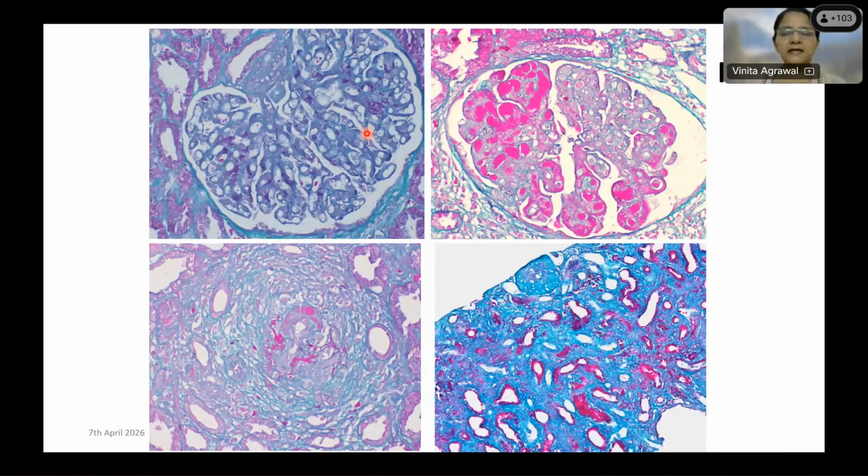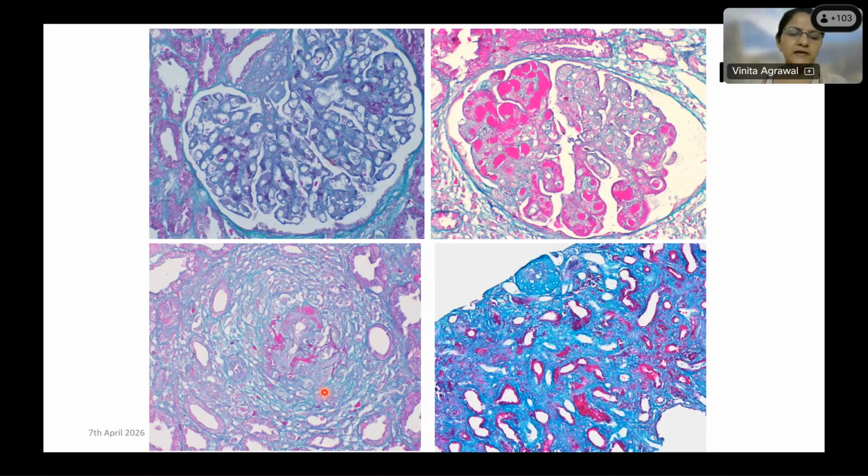Similarly, if you look at this glomerulus, you can see this material which is deposited, which is fuchsinophilic. This is appearing hyaline in appearance, but because it is fuchsinophilic, these are immune deposits. Whereas if it would have been hyaline material, it would have appeared green in color. So that is how the differential staining helps you make out.